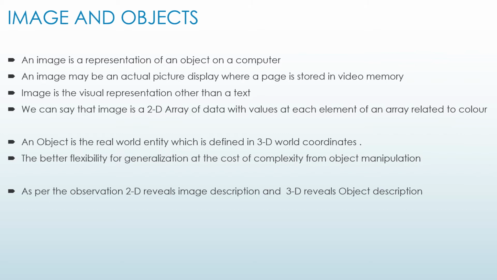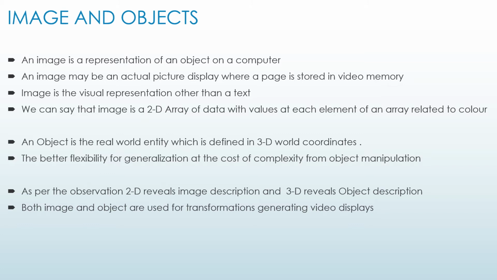Here you can say that the image is written, or done, with two-dimensional work, and the object, which works on a thing, is described with the help of three-dimensional data. They also say both the image and objects are used for transformation for generating a video display. Even with the help of GIFs, 3D content, or 2D content, we can combine them to make one movie. You can do any kind of thing.